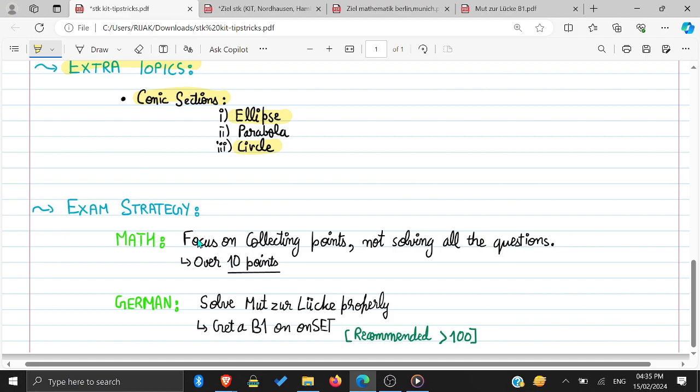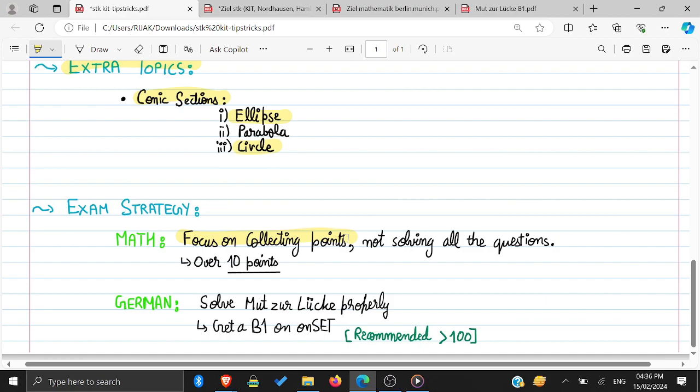Just focus on collecting points, right? Don't make it about solving each and every question. Don't make it about acing the test, like solving each question, getting 100% marks. That's realistically not going to happen unless you're a genius, right? I am a normal person. I could only get 11.7 marks in the KIT Aufnahme test out of 33, and I'm just a normal student, no genius. I focused only on collecting points.